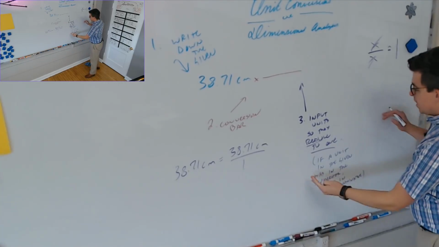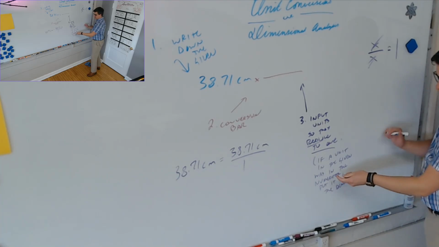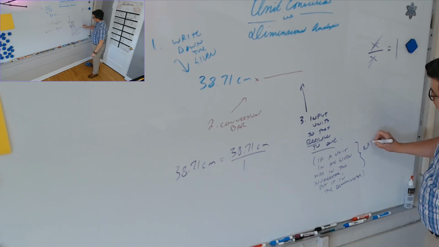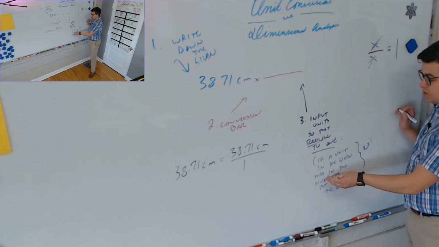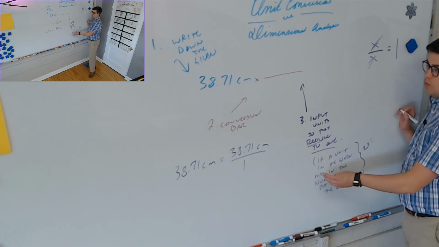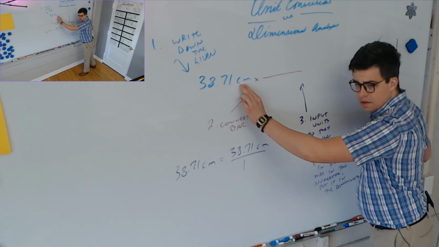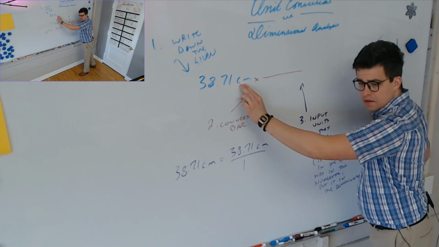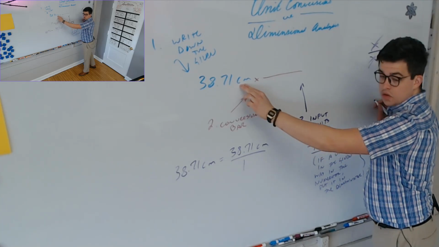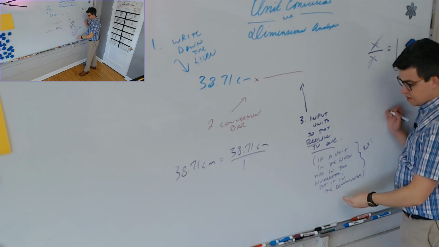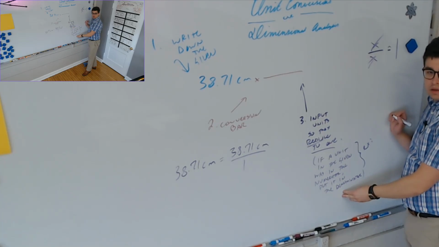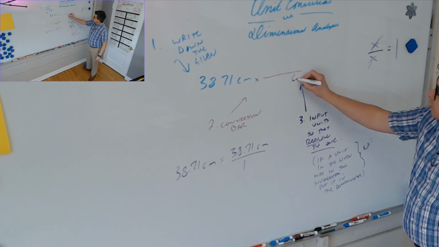So this says, if a unit in the given was in the numerator, and this is an example, by the way, it is part of the rule. The unit in the given was in the numerator. Where should I put it to reduce it to 1? In the denominator. So it goes down here. Okay?